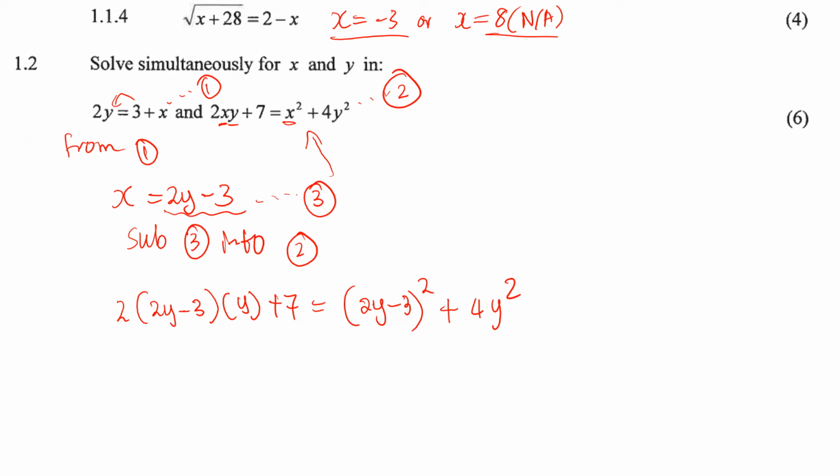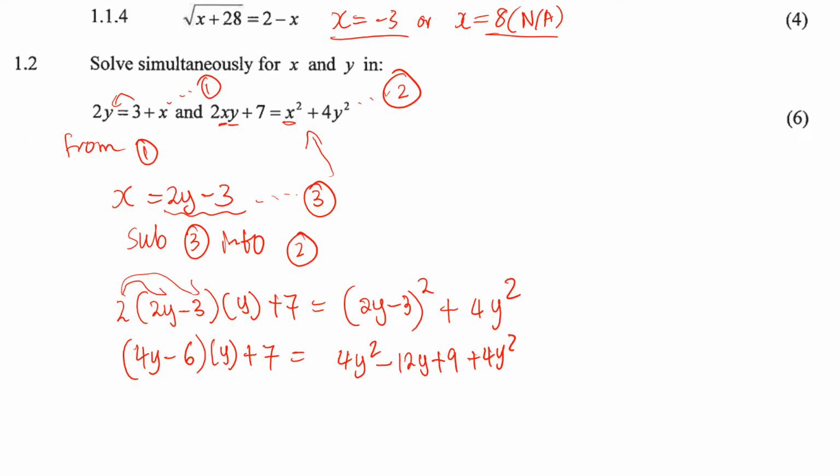We can now go and expand and collect the like terms. All right, when we expand, this 2 will multiply this and multiply the 3 there, so it will be 4y minus 6. Then this is still multiplied by y plus 7 is equal to, when we expand, that will be 4y squared minus 12y plus 9 plus this 4y squared. Okay, so here we can simply multiply y again and expand this to be 4y squared minus 6y plus 7, right, is equal to 4y squared plus 4y squared is going to give us 8y squared minus 12y plus 9, right?